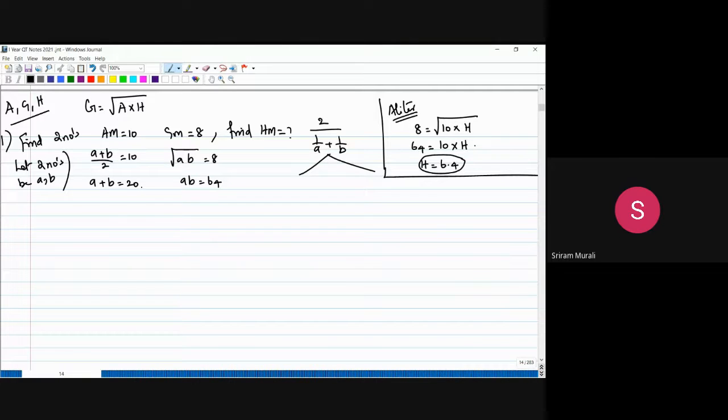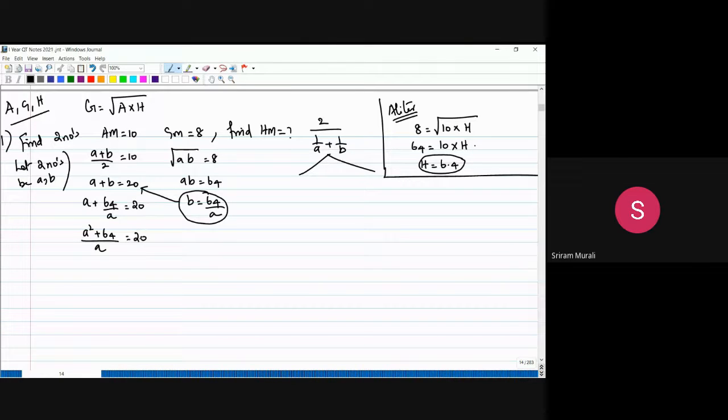So we want to solve these two equations. I take B as 64 by A. If you want, you can write A as 64 by B. It is up to you. So I shall substitute this here. If I substitute this, it is A plus what is B? 64 by A is 20.